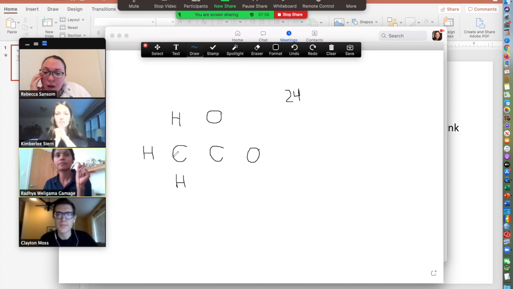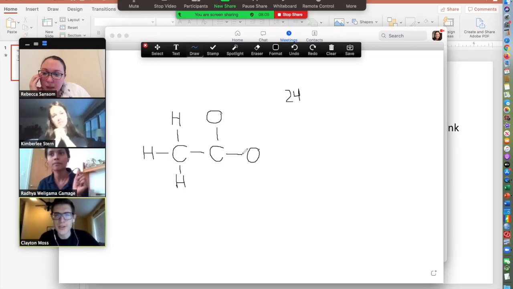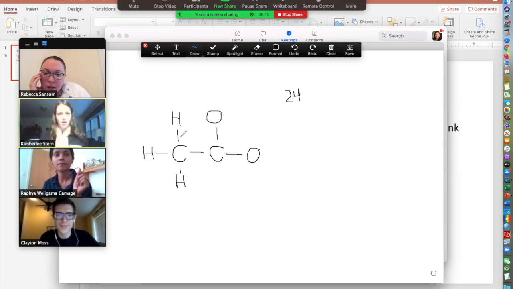So then we start with the single bonds, right? So we'll just put single bonds between all of them. Right. And then, Kimberly, could you help us count up the electrons as we go? Yeah, so right now we need to count up the ones in the bonds and subtract that from the total. So we have 2, 4, 6, 8, 10, 12 that we've used so far. So we've got 12 left.